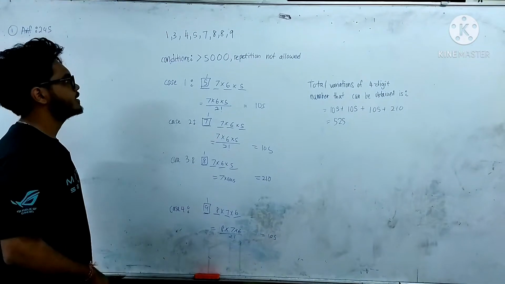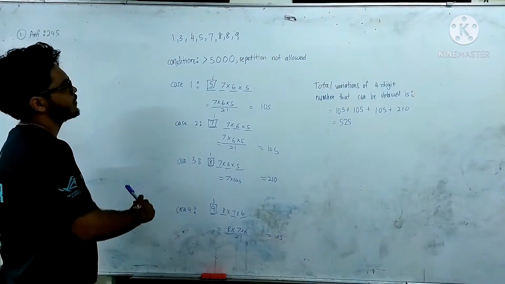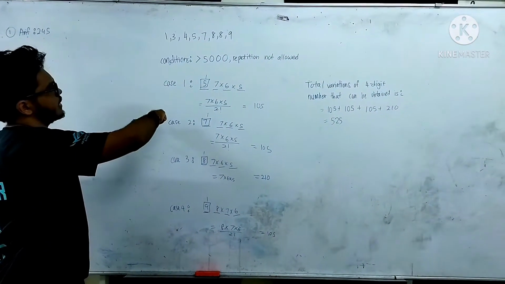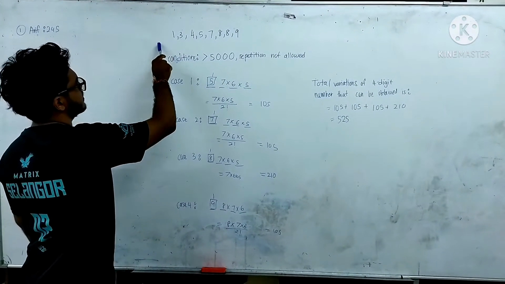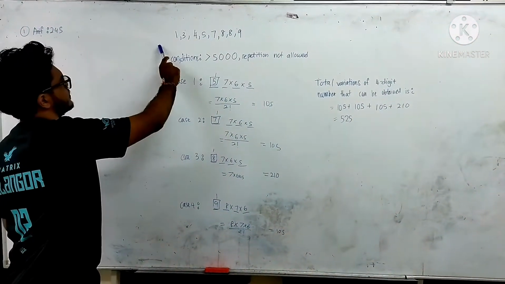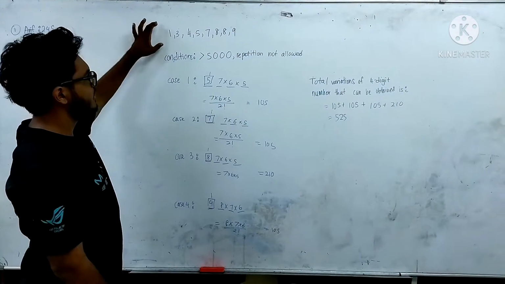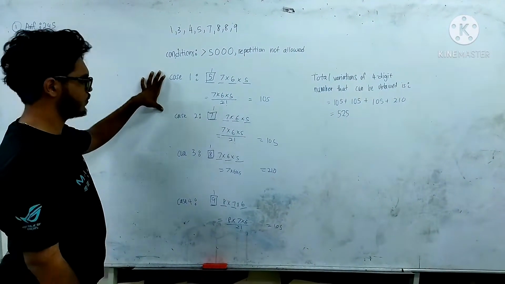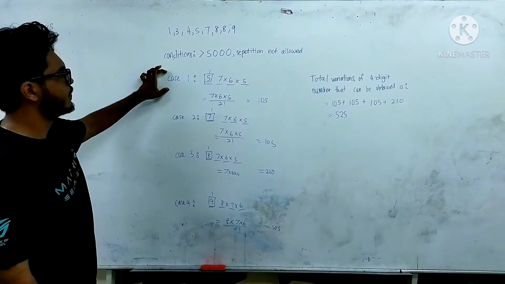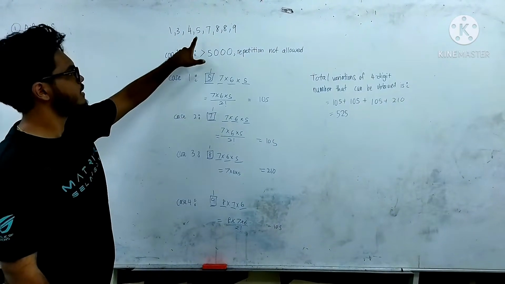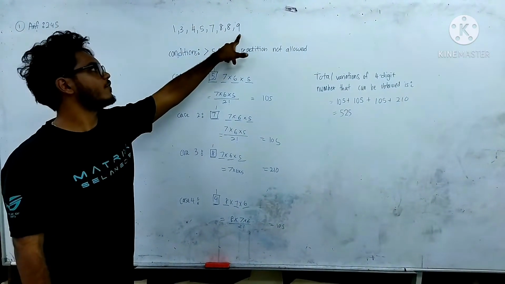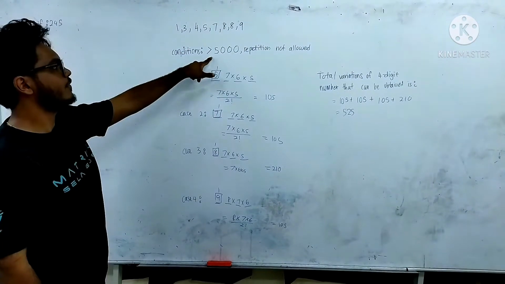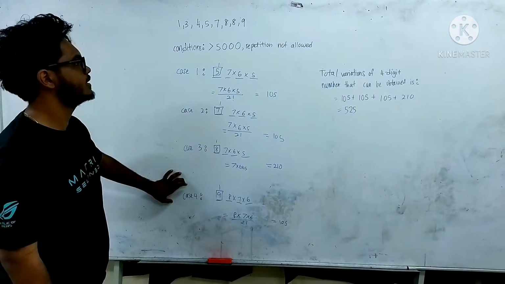Okay, now let's calculate the total number of variations of 4-digit numbers that can be obtained by Arif. These are the numbers that Arif obtained. From here, it is similar to how we worked it out for Arif. Let's figure out how many cases we can have. Since there are 1, 2, 3 and 4 numbers that are bigger than 5,000, we will be having 4 cases.